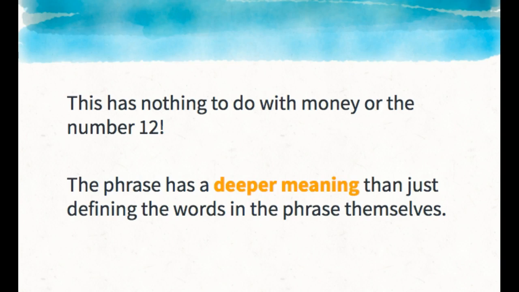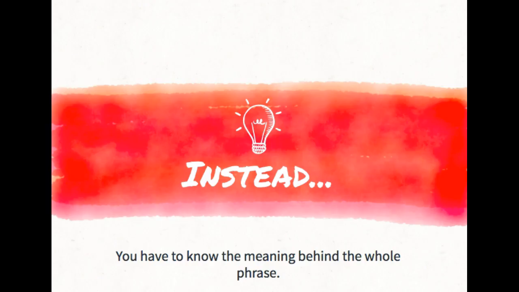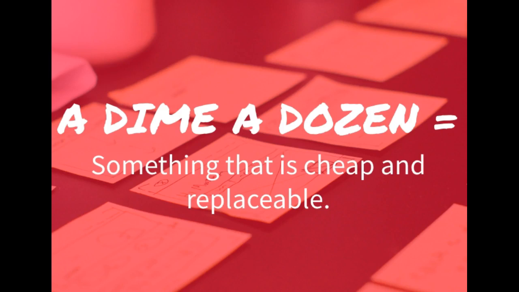So I'm saying that essentially idioms have nothing to do with the words in the phrase. So this has nothing to do with money or the number 12. The phrase has a deeper meaning than just defining the words in the phrase themselves. So instead of just analyzing the words in the phrase and coming up with the meaning that way, you have to know the meaning behind the whole phrase. So a dime a dozen doesn't deal with money or the number 12. Instead, the whole phrase, the meaning behind it, is that something is cheap and replaceable.